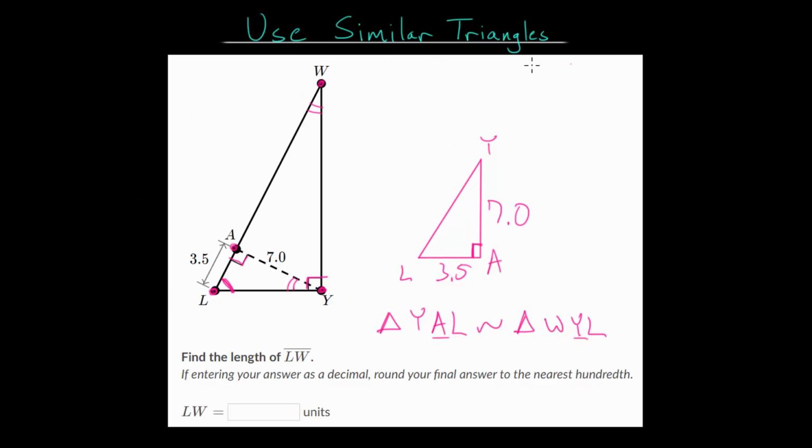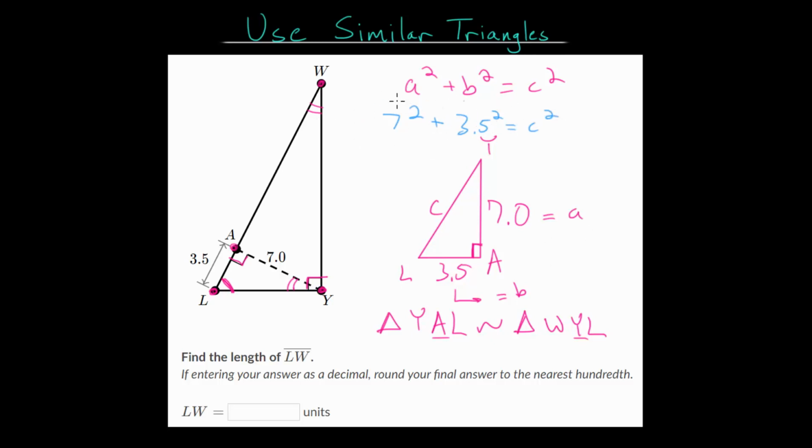And we know that with right triangles, the Pythagorean theorem is just a squared plus b squared is c squared, where a and b, these are the legs of the triangle, and c is the hypotenuse. And it doesn't matter which one we call a and b, just as long as a and b are the legs next to the right angle. So let's just plug in our information. We have that 7 squared plus 3.5 squared is equal to c squared.